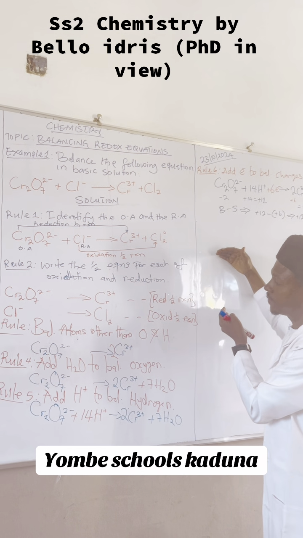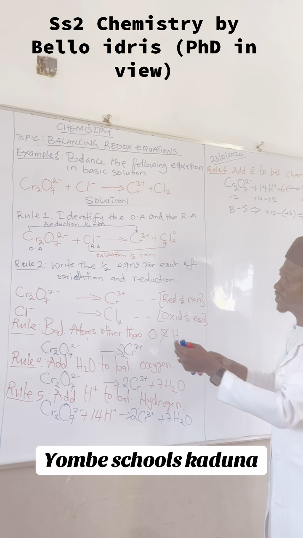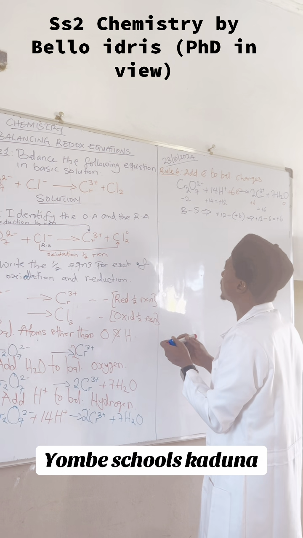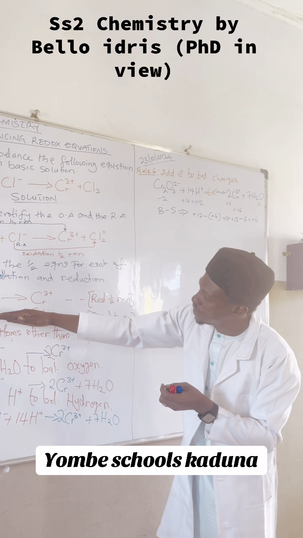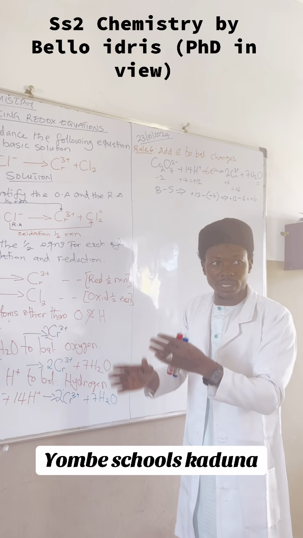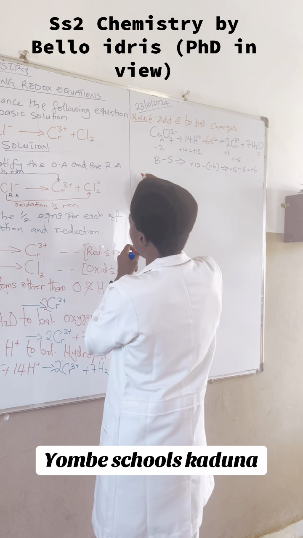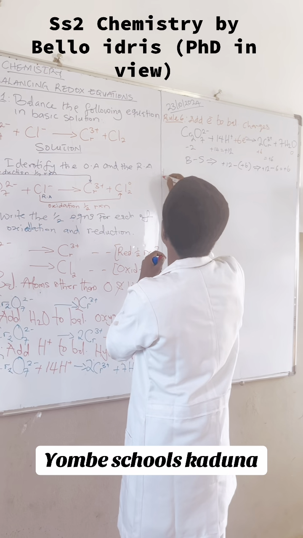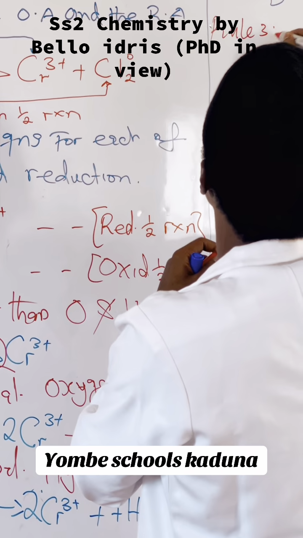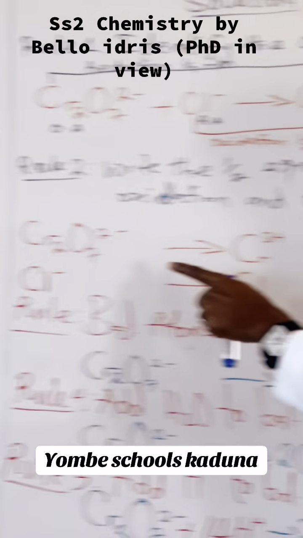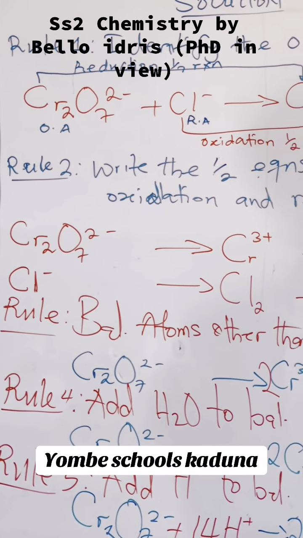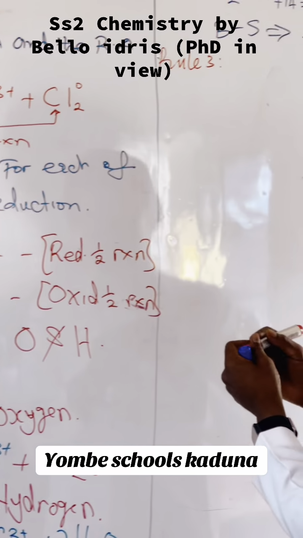If we are all okay, we are now done with the reduction reaction. We now take the other part of the reaction, the oxidation reaction. As we said earlier, the two reactions are going simultaneously. So we now take rule number 3. Do you know rule number 3? Yes. What is rule number 3? Balance atoms other than oxygen and hydrogen.